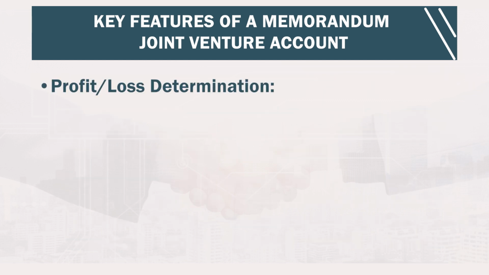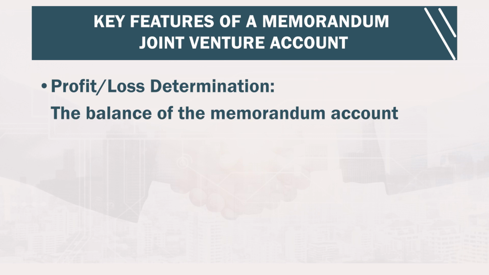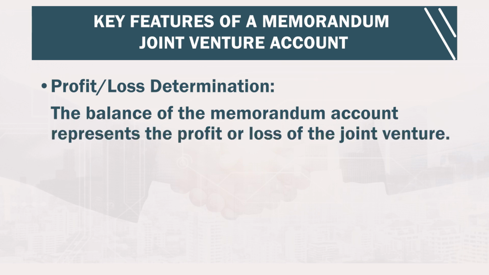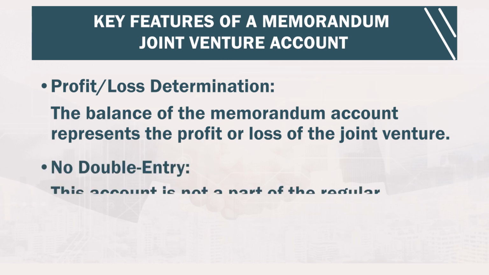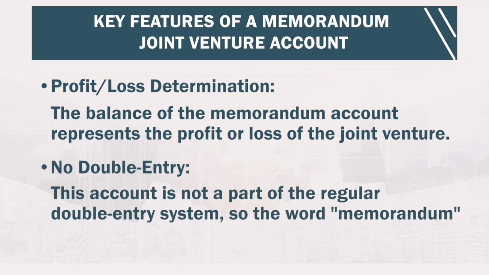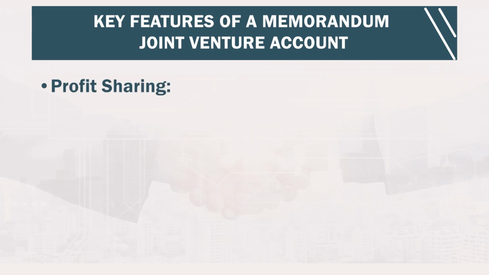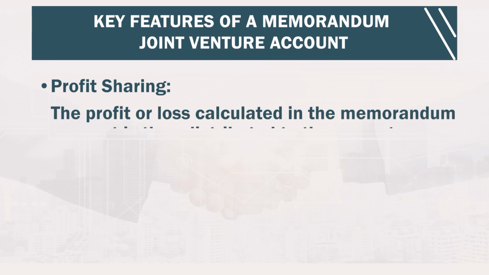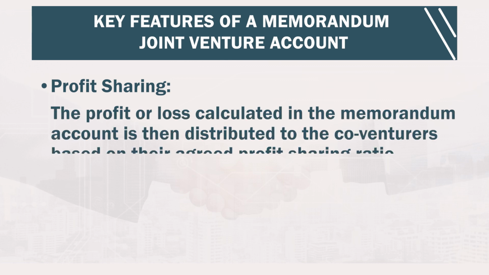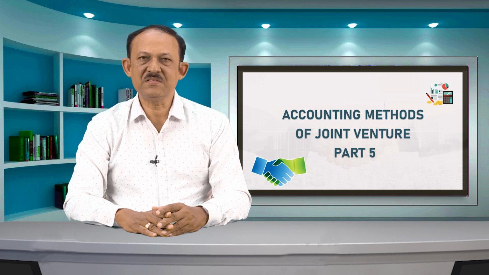Profit and loss determination. The balance of the memorandum account represents the profit or loss of the joint venture. No double entry. This account is not a part of the regular double entry system. So, the word memorandum is used. Profit sharing. The profit or loss calculated in the memorandum account is then distributed to the co-venturers based on their agreed profit sharing ratio.